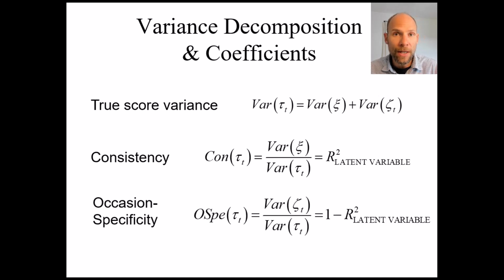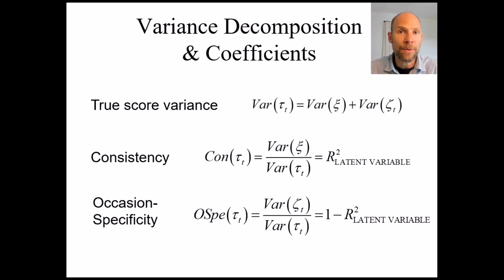Furthermore, we have the occasion specificity coefficient, which accounts for the remaining portion of true score variance. Occasion specificity is defined as the ratio of zeta variance to first order factor variance and is equal to 1 minus R-squared latent variable. And so that gives us the remaining proportion of variance that is not accounted for by the trait factor.